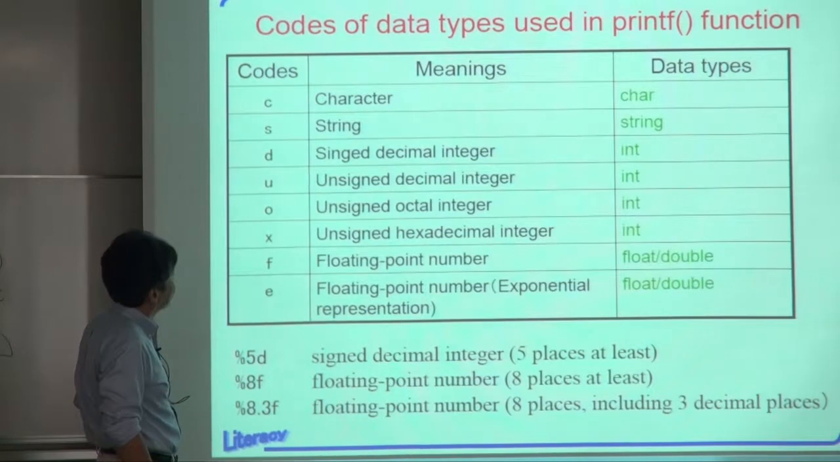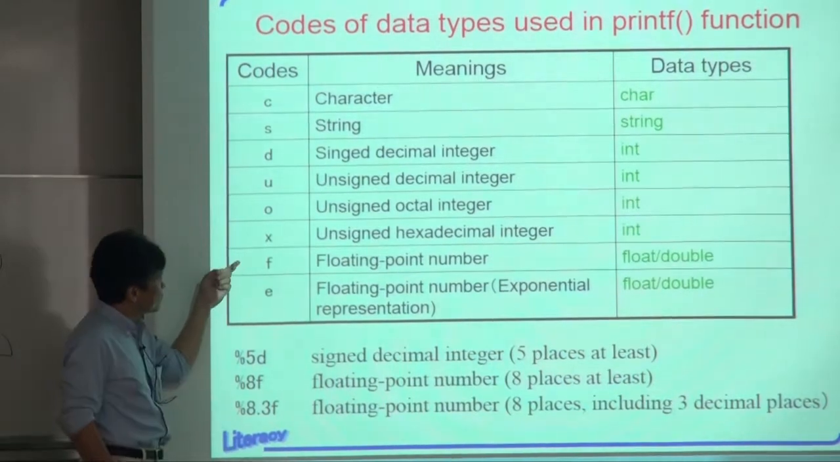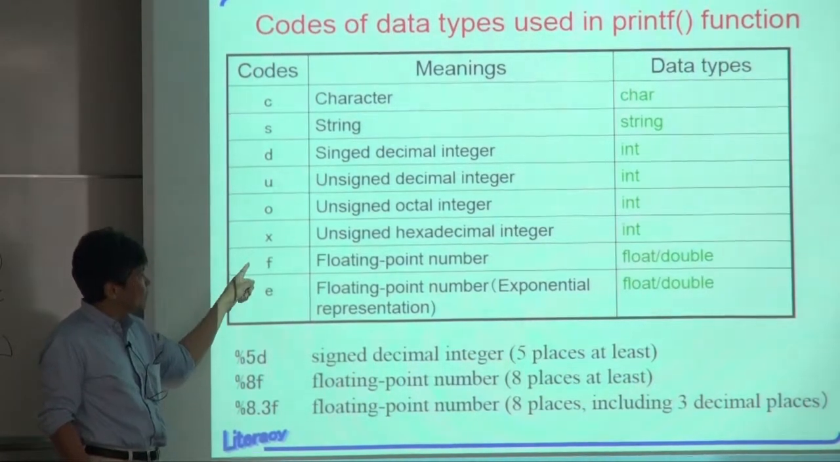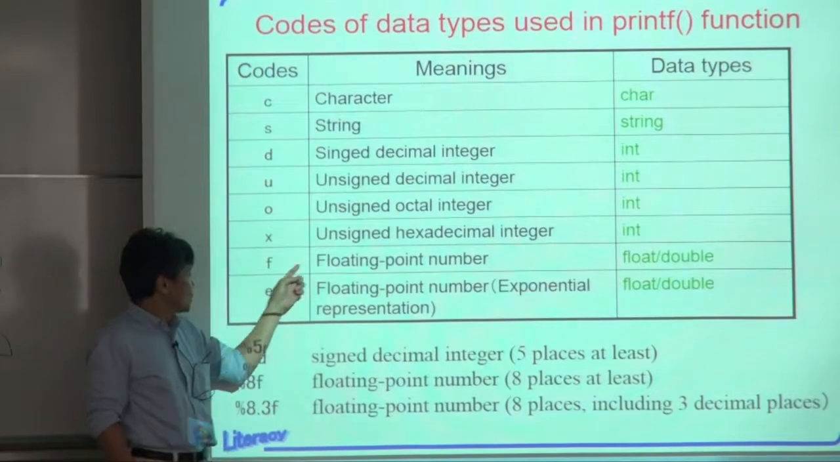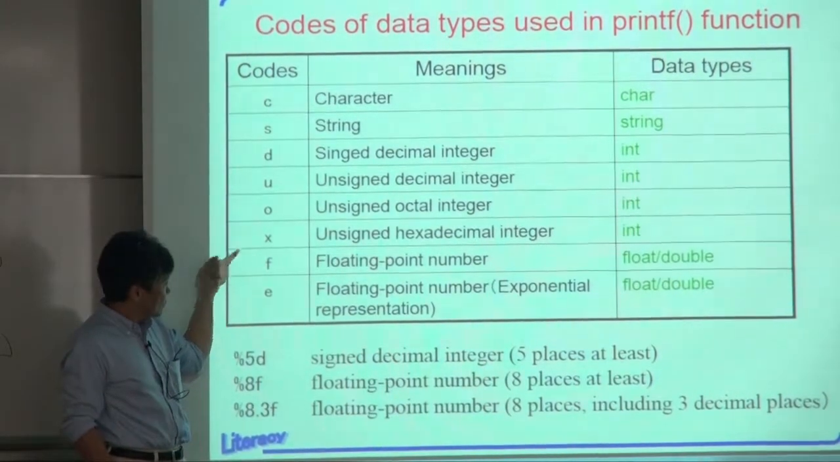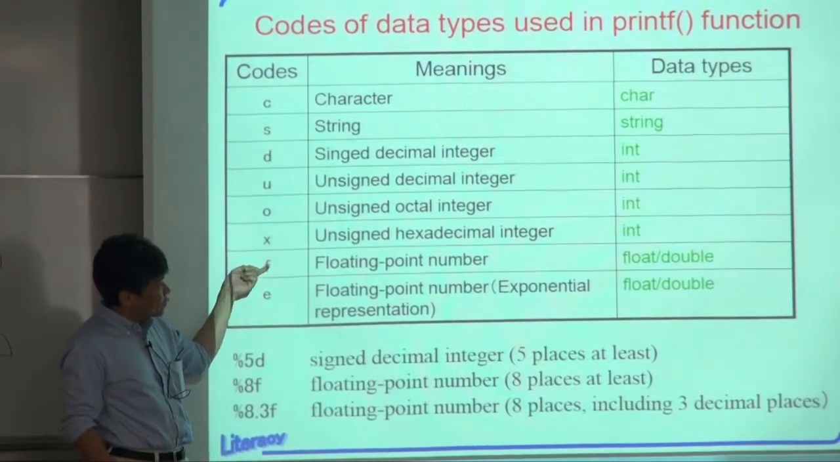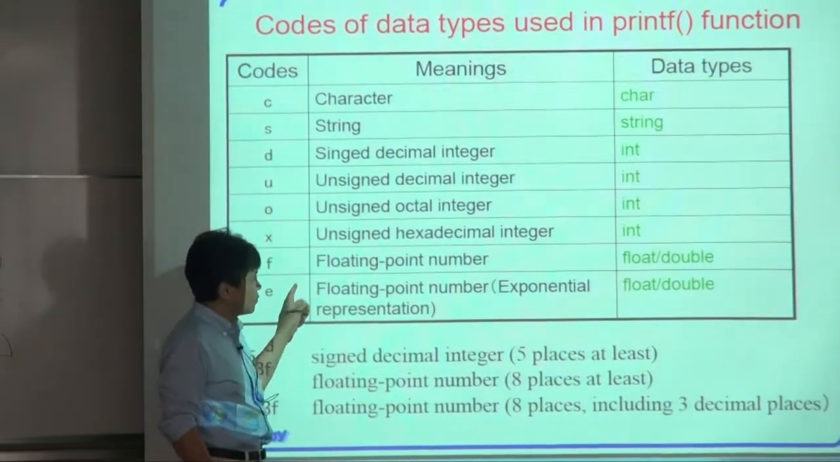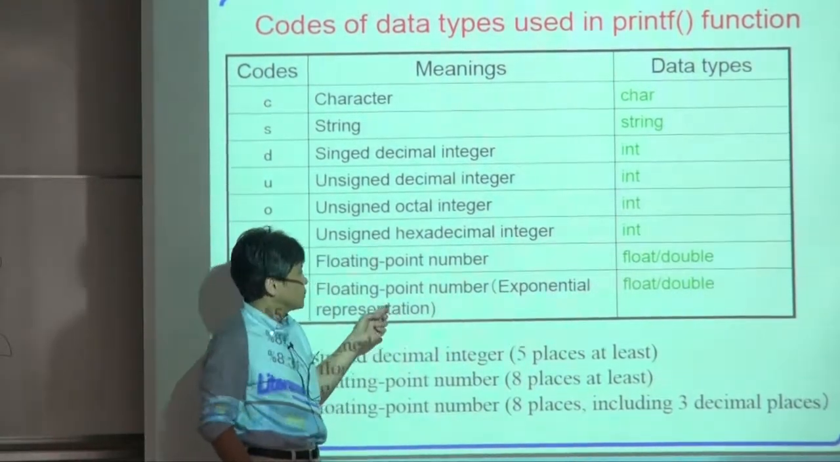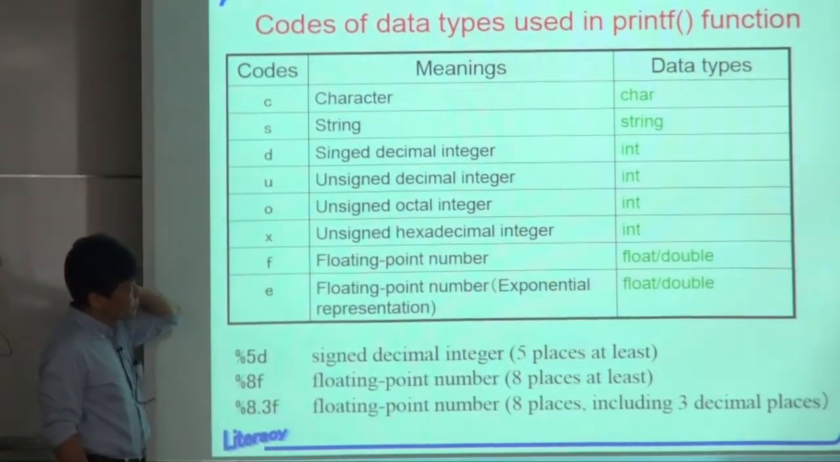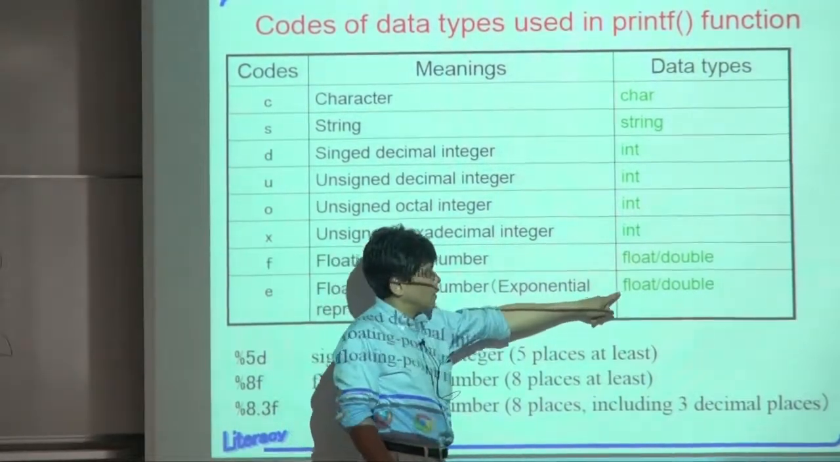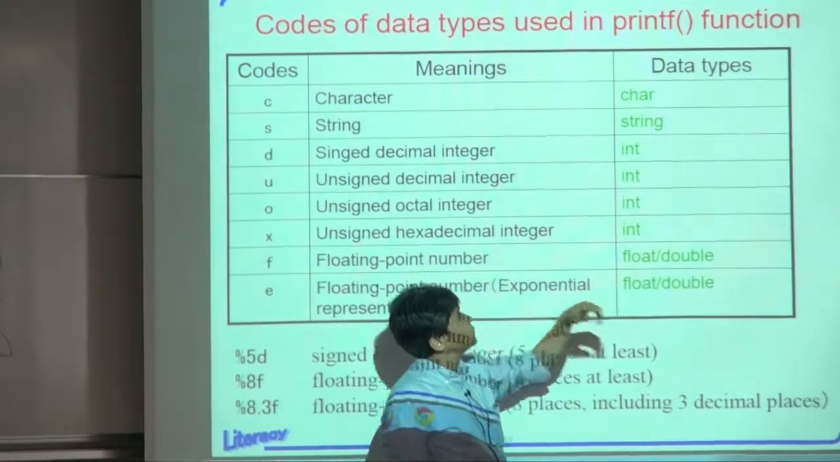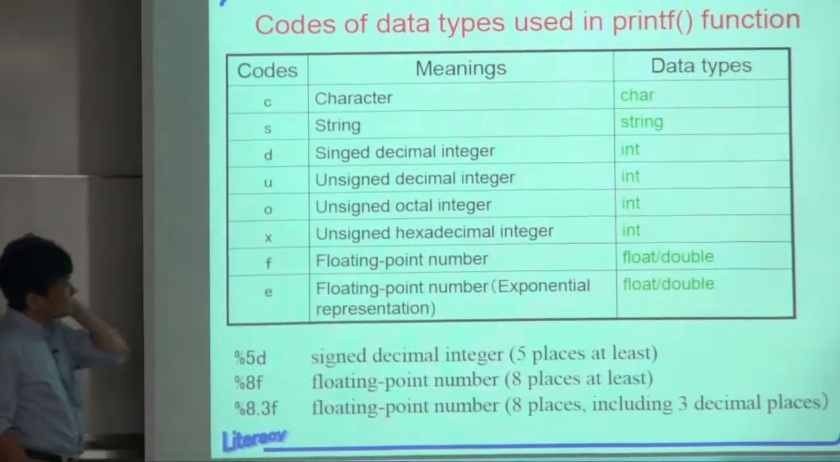And if the corresponding variable is a floating point number, you have to use the f character. Also you can use the e character as a code for exponential representation. The corresponding data type is float type or double type.